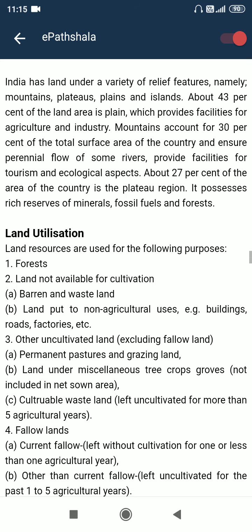India has land under a variety of relief features, namely mountains, plateaus, plains, and islands. About 43% of the land area is plain, which provides facility for agriculture and industry. Mountains account for 30% of the total surface area of the country and ensure perennial flow of some rivers. They provide facility for tourism and ecological aspects. About 27% of the area of the country is a plateau region. It possesses rich reserves of mineral, fossil fuel, and forest.